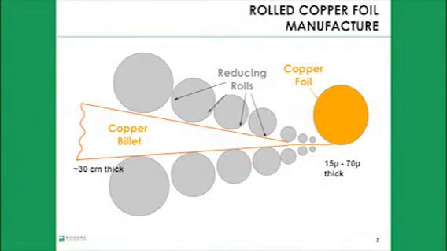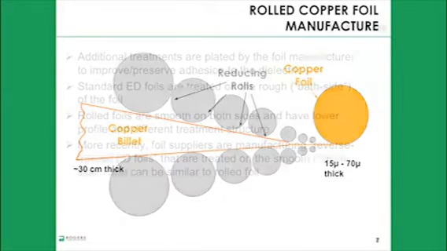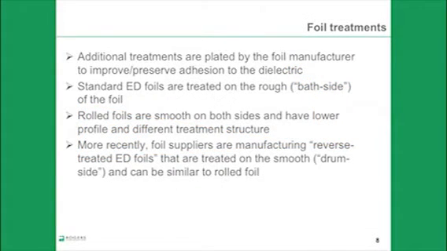Also, as the name implies, rolled copper foil is made simply by rolling. They start, remarkably, with about a foot-thick billet and put it through a series of rolling machines and get it down to between 15 and 70 microns. Additional foil treatments are plated by the foil manufacturer to improve and preserve adhesion to the dielectric.